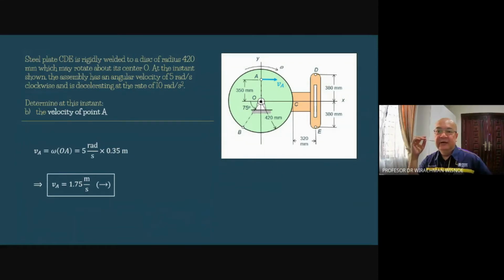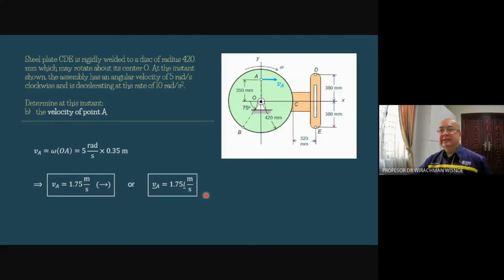The velocity of A is omega times the distance from O to A, 5 radians per second times 0.35 meter. So the answer is 1.75 meter per second. We know that the velocity is to the right, so I draw the arrow to the right. You can write in vector form 1.75 i meter per second. That is the velocity of point A.